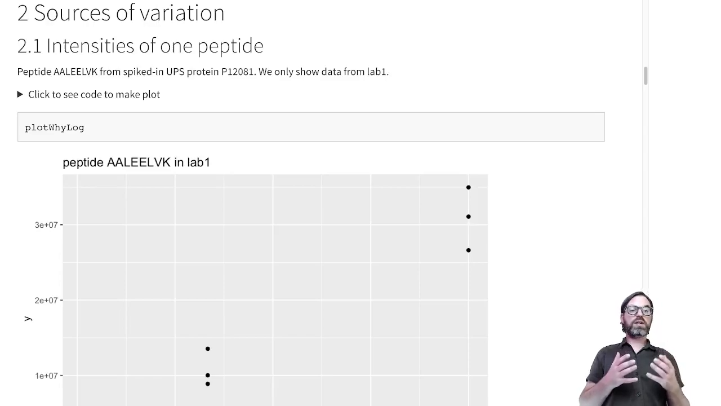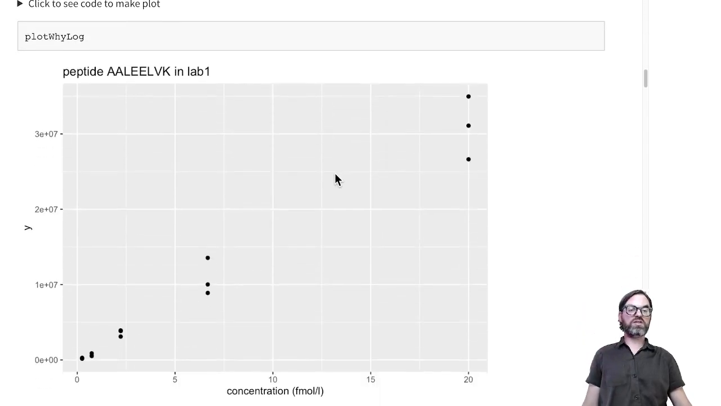In this clip, we will start with exploring the data to pinpoint different sources of variation. We will first look at the intensities for one particular peptide. The peptide that we will consider is from the UPS protein, so it's differentially spiked in the CPTAC study. We will only look at data from one lab, so we have 3 repeats for every spike-in concentration.